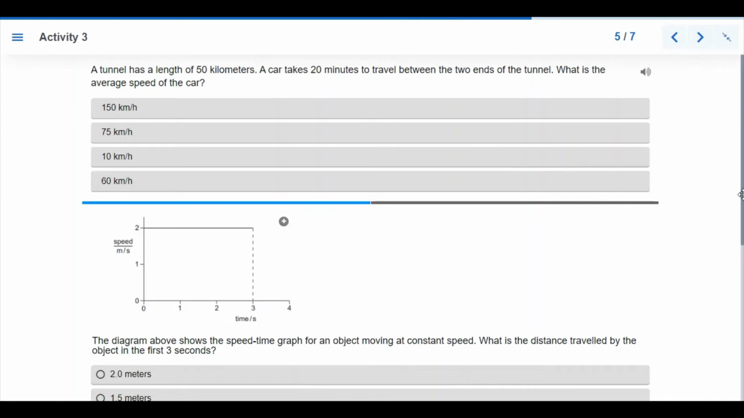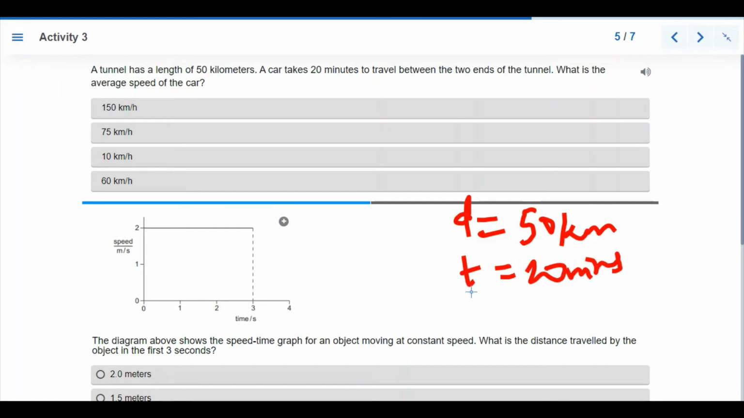Now, activity 3. The tunnel has a length of 50 kilometers. A car takes 20 minutes to travel between the two ends of the tunnel, that is from the start to the stop. What is the average speed of the car? Here we have distance to be 50 kilometers and time is 20 minutes. So we have to calculate the average speed.